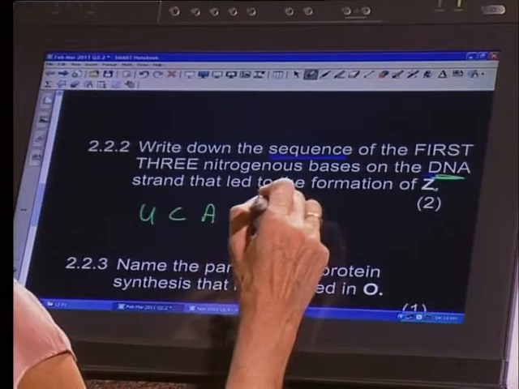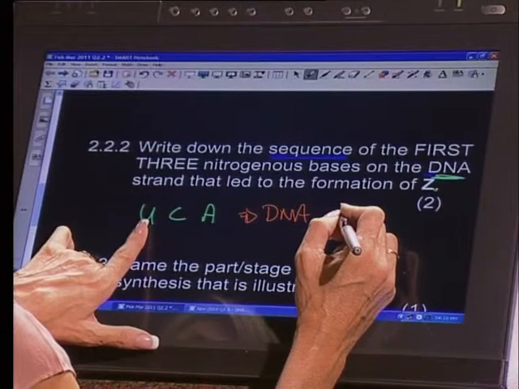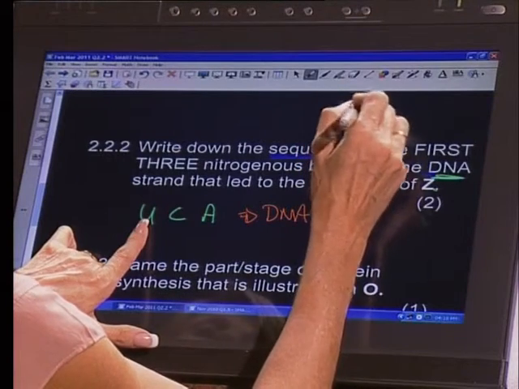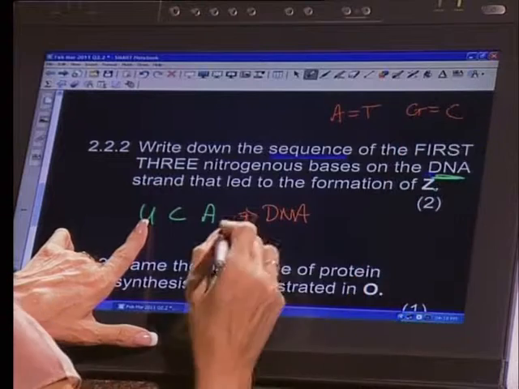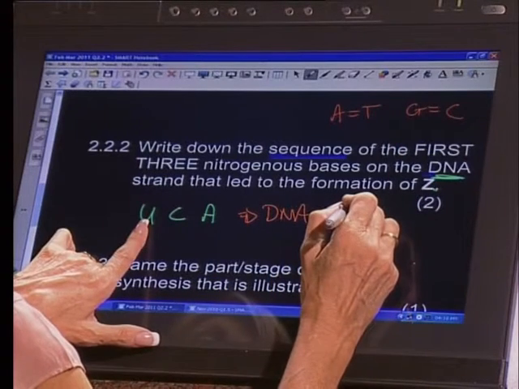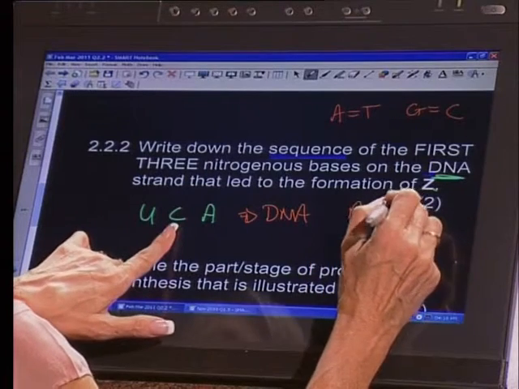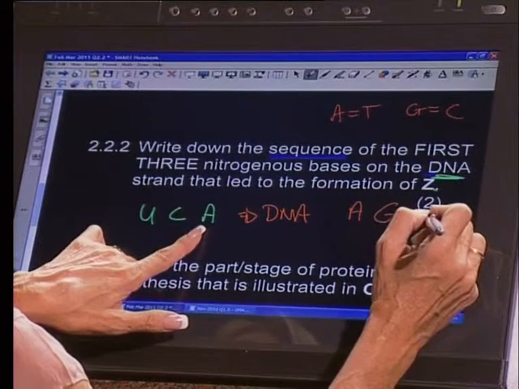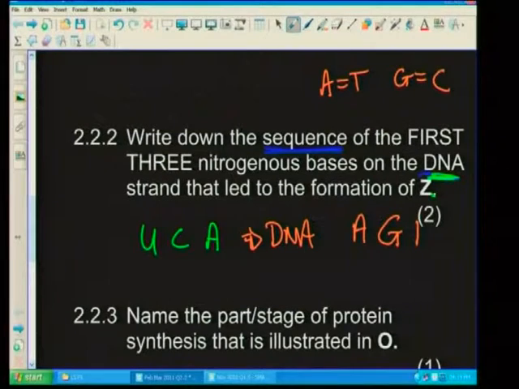So now the answer to this question will be on the DNA, and on the DNA it is going to be what is opposite to U? It's going to be T. Remember A to T, and G to C, then C to G. So that is going to be A, C, G, and A, T. Cool. You understand it?